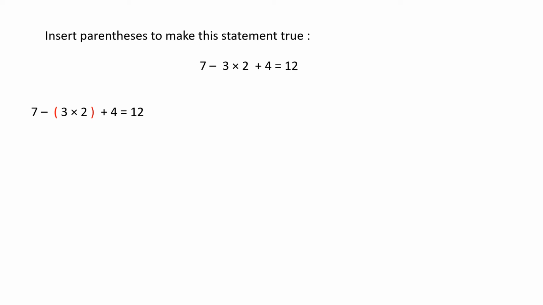So what will I do first? Let's do what is inside the parentheses, which is 3 times 2. What about 7 minus 4? Of course, keep them down as they are. Then 3 times 2 is going to be 6. Now this became 7 minus 6 plus 4.